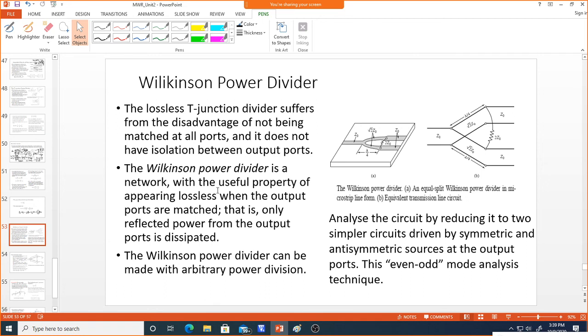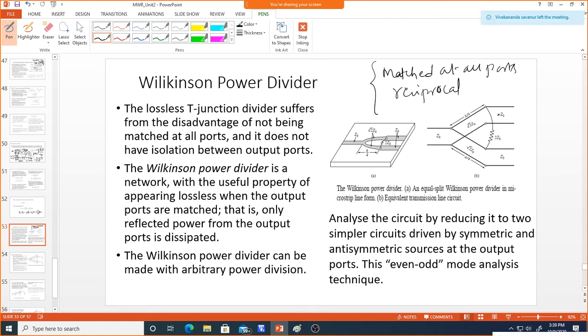As I said, this is a useful property, and in this Wilkinson power divider we have all these conditions: it is matched at all ports, and it is reciprocal. Since the output ports are connected with the resistor, it will be lossy.